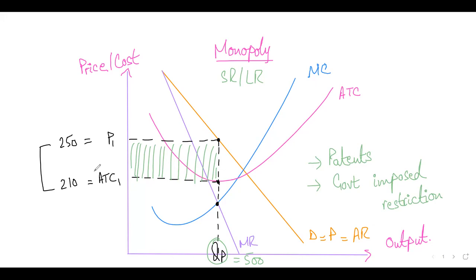And if no new firm enters the market, even in the long run, then the graph of monopoly will look the same both in short run and long run, since in the long run, no new firm is entering the market. Did you get this?